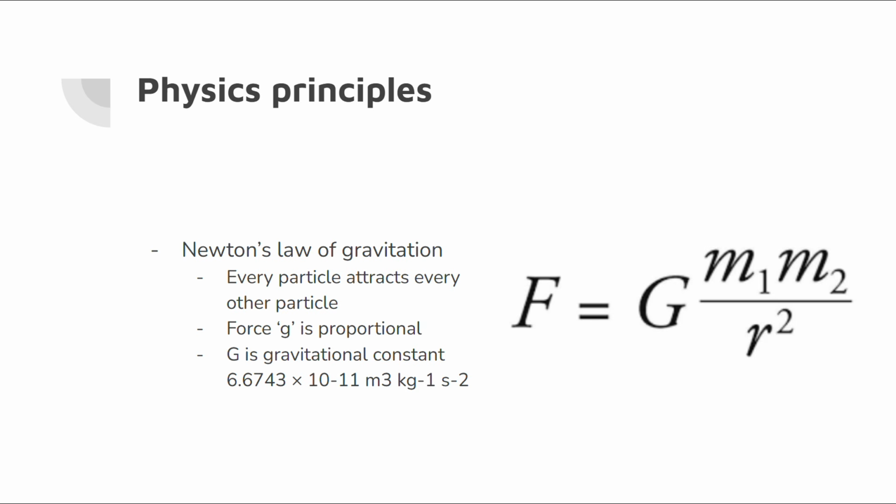Force is equal to G times mass 1 times mass 2 over r squared, where G is the gravitational constant, 6.67 times 10 to the negative 11, and r is the distance between the two particles. This can then be used to calculate the gravitational force between any two objects.